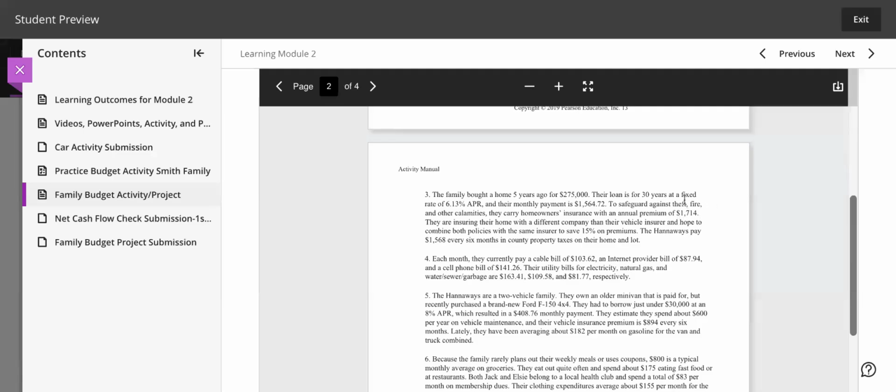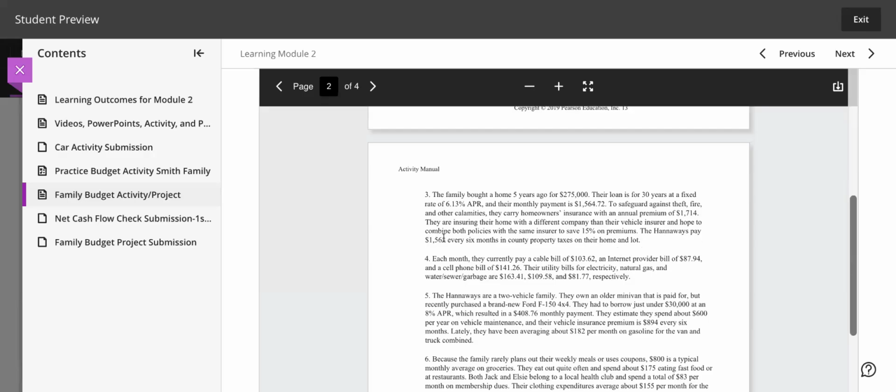$1,714. So you're going to need to divide that by 12 because there's 12 months in a year to find out how much they pay every month. They are insuring their home with a different company than their vehicle insurer and hope to combine both policies with the same insurer to save 15% on premiums.